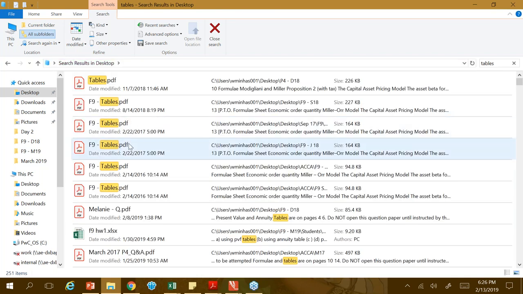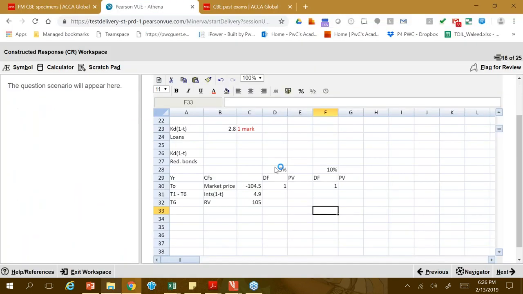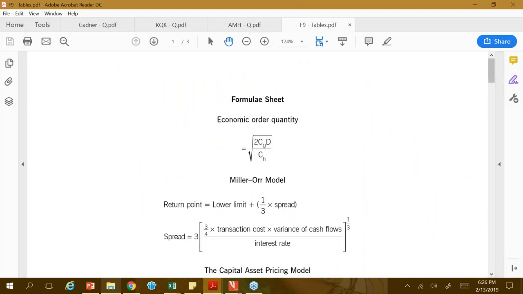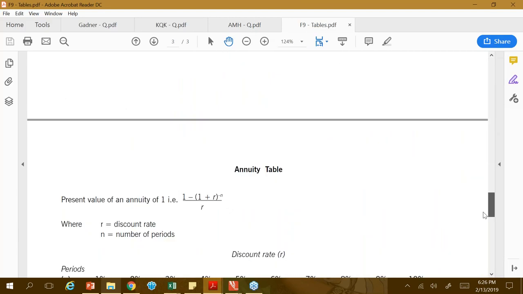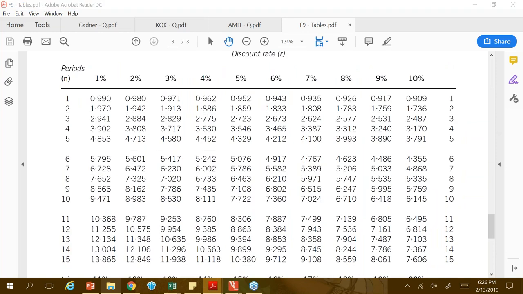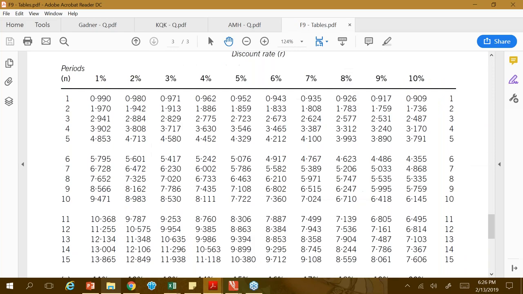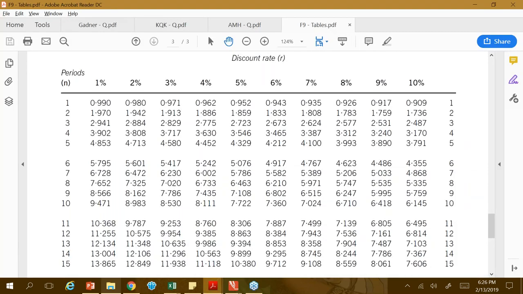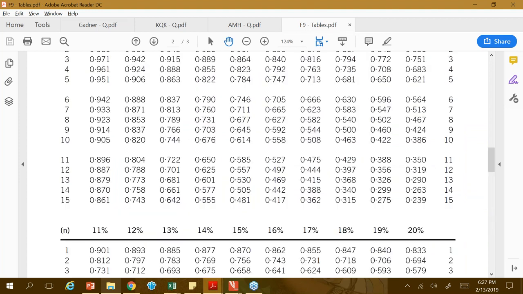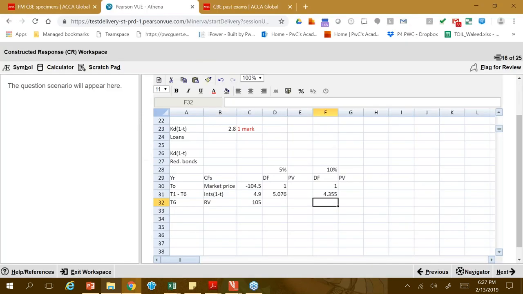So here are the tables. We're looking for the 5% annuity for 6 years, which is 5.076. Looking for the 10% annuity for 6 years, which is 4.355. Then going into the PV table, 5% for the 6th year, which is 0.746. And the 10% for the 6th year, which is 0.564.